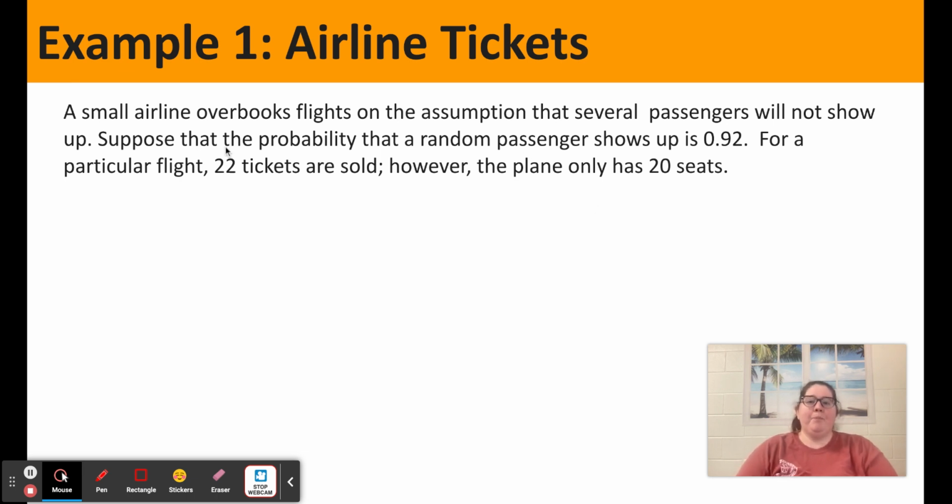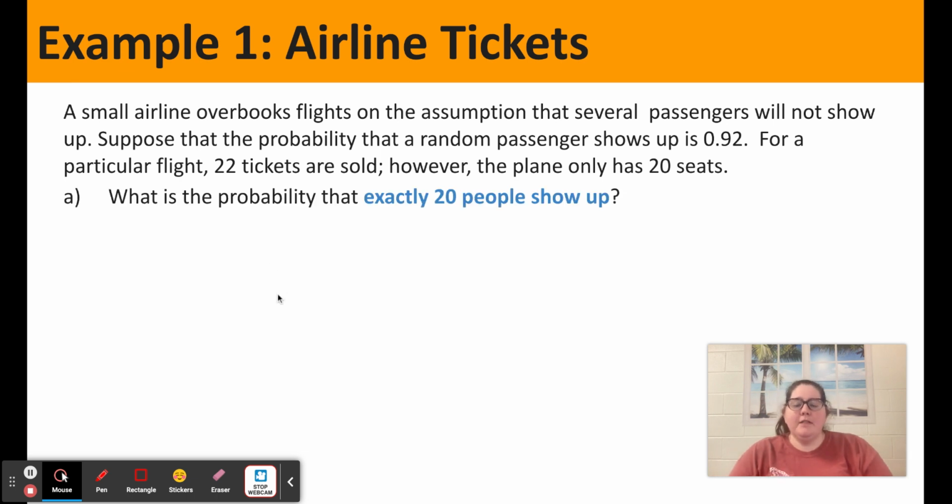So in this binomial model, the probability that a random passenger shows up is 0.92, and we're going to assume that that's independent and stays pretty much true all the time. And then 22 tickets are sold, which means in this problem my sample size n is 22. We're doing 22 trials, and for those 22 tickets, each passenger may show up or not show up. So the first question says, what is the probability that exactly 20 people show up? We want to know, for the 22 possible trials, the probability that exactly 20 will have success, which is that they show up.